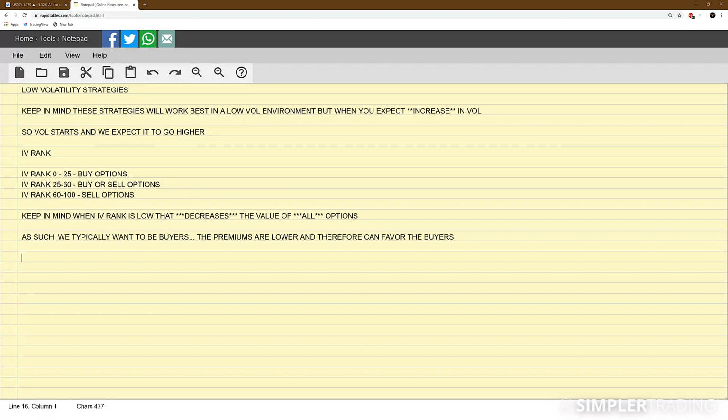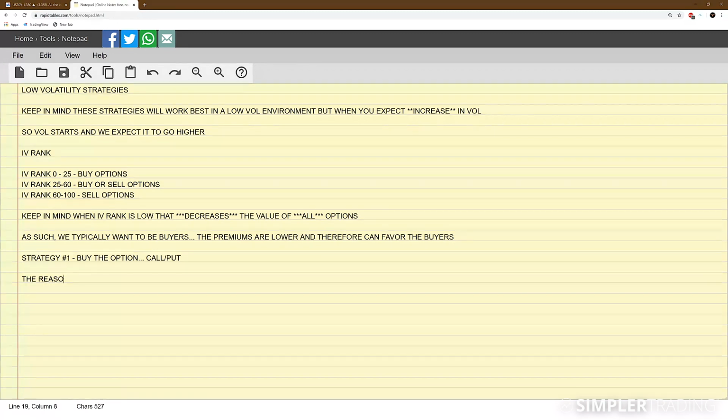All right, so what is the simplest strategy we can use for this environment? If we know that we want to be option buyers, and keeping in mind, not in this market, it's a hypothetical market where the IV rank is between 0 to 25, 0 to 30, right in that range. That would be considered low. So what's the simplest strategy that you can think of that involves buying an option? Well, the simplest strategy is to buy the option. So strategy number one, buy the option. Call or put. Pretty straight up.